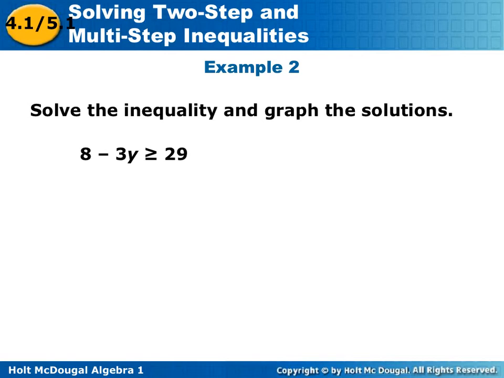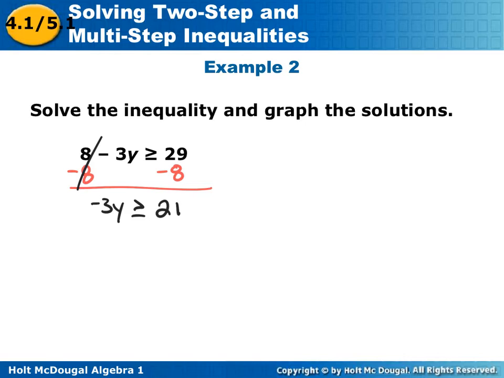Now, let's work this inequality. Notice here, we have our line underneath. So what this inequality is saying, 8 minus 3y is greater than or equal to 29. Okay? So, let's solve it. Step number 1 is to get 3y by itself. Okay? So, we're left with negative 3y is greater than or equal to 21.